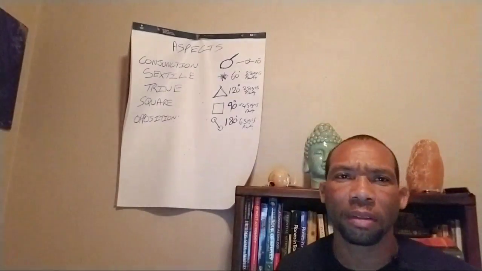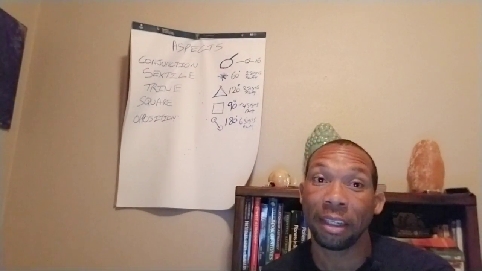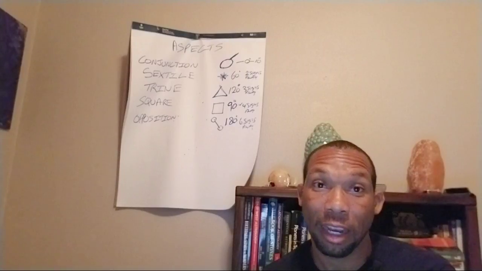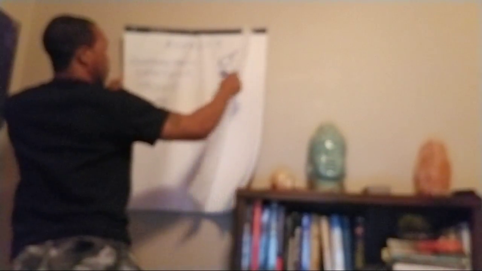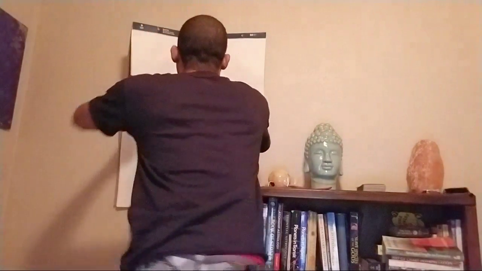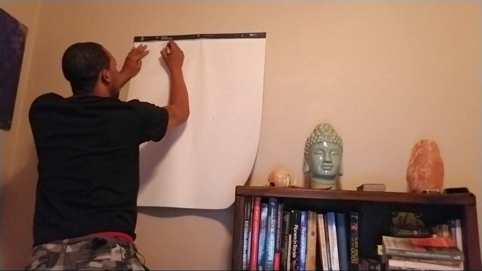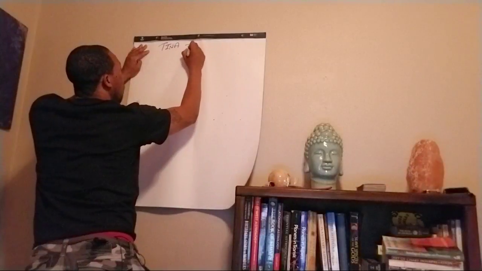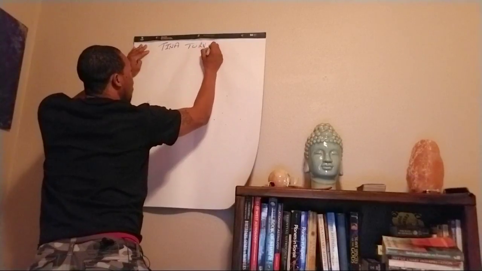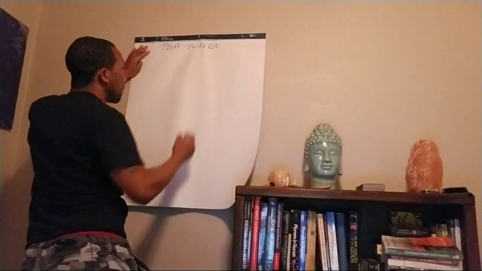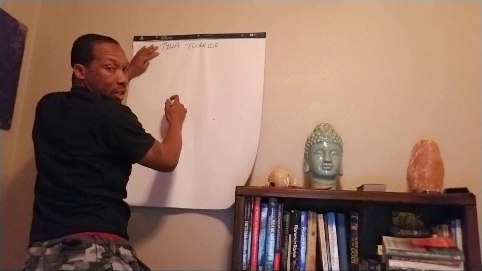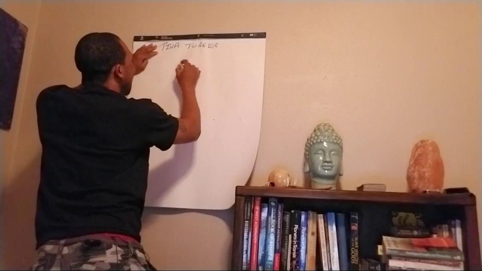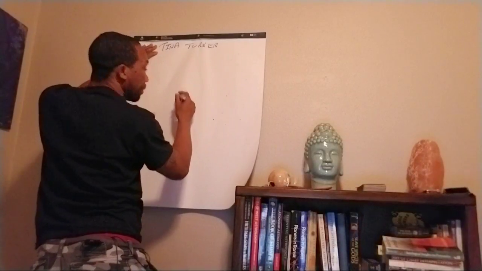So what are we going to do? We're going to look at Tina Turner's chart, and I'm going to draw it for you. Okay, so let's start. Tina Turner, her natal chart. Let's try to draw it as pretty as possible. Don't make fun of me, okay?